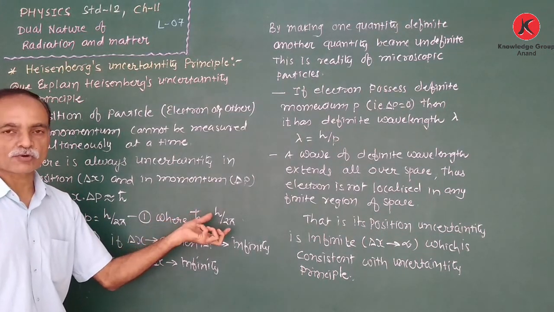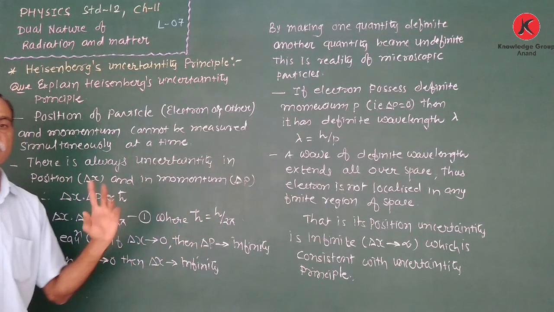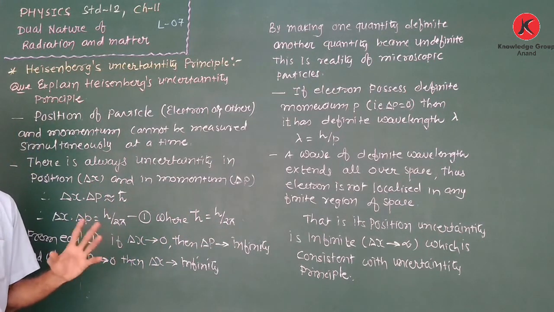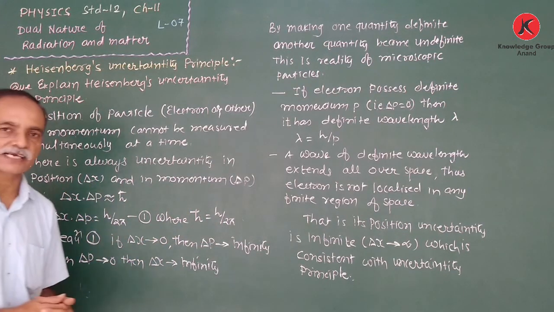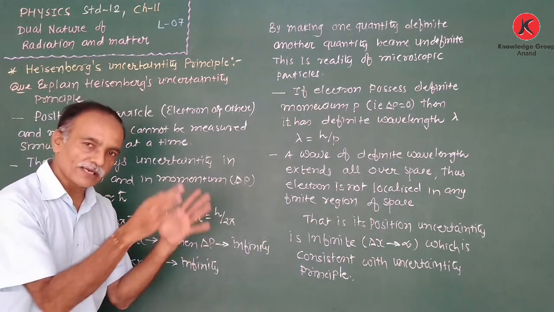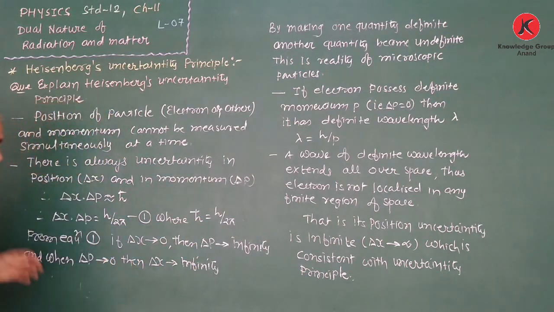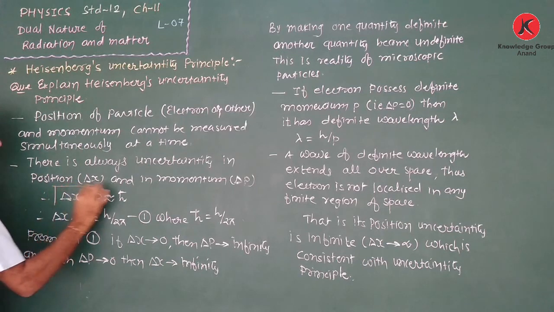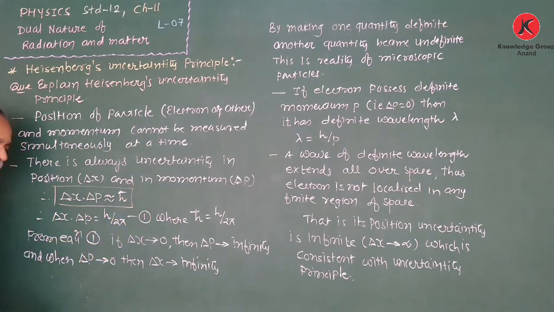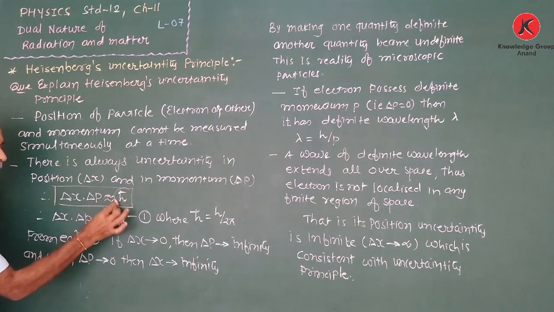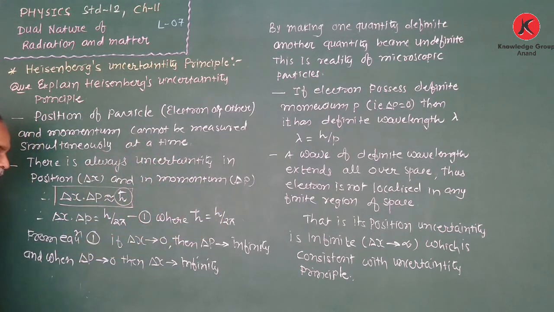h is Planck's constant and its value is 6.626 into 10 raised to minus 34 joule second. Already we discussed it earlier. Now delta x into delta p is equal to h cut. Therefore delta x into delta p is equal to h upon 2 pi. Here I substitute the value of h cut as h upon 2 pi.